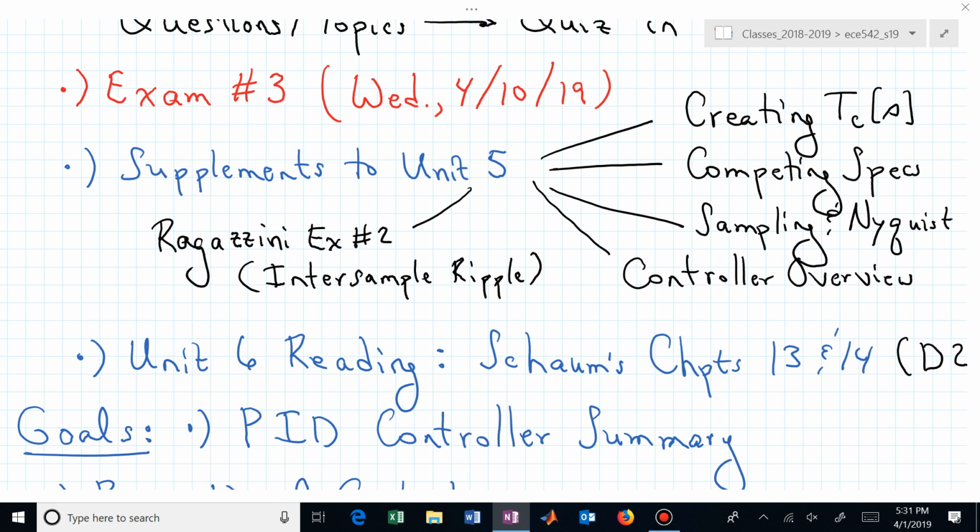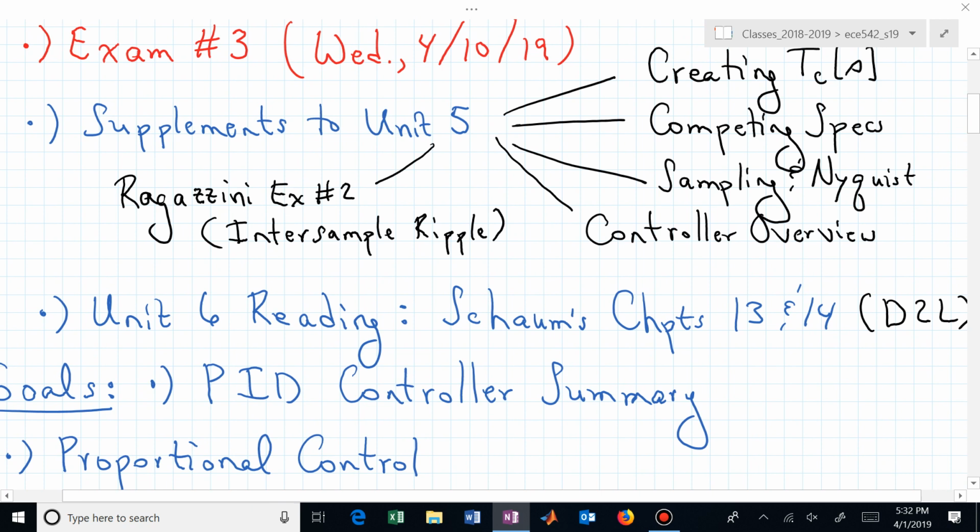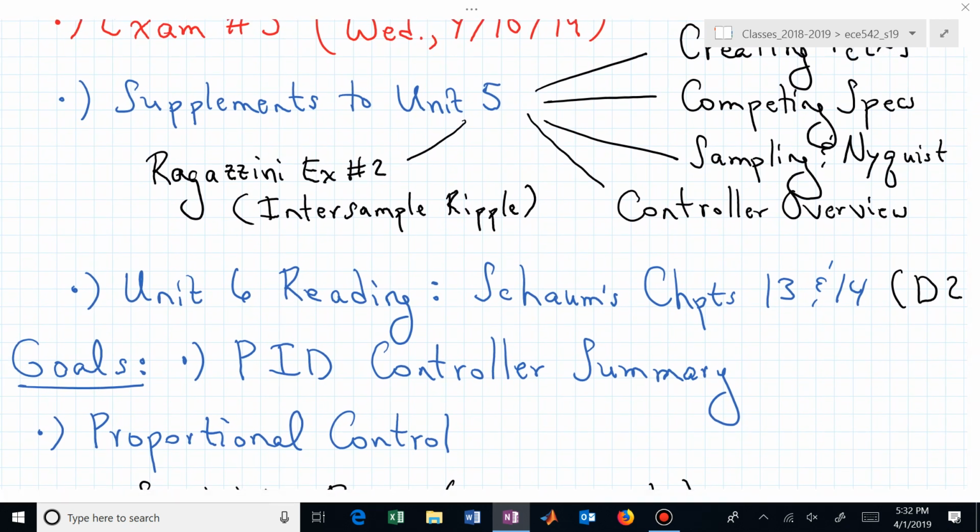Competing specs. How do you trade these off if they aren't all consistent? Sampling and Nyquist. What's the connection there? An overview on controller. If you've never seen control design, that might be helpful. And even if you have, maybe that's a good summary. And then there's another example illustrating how you can use Ragazzini to design a controller.